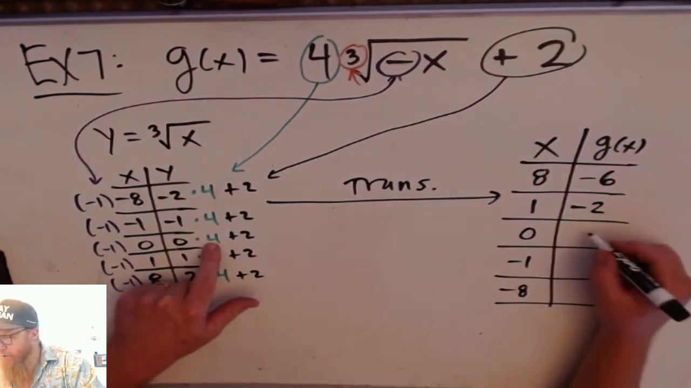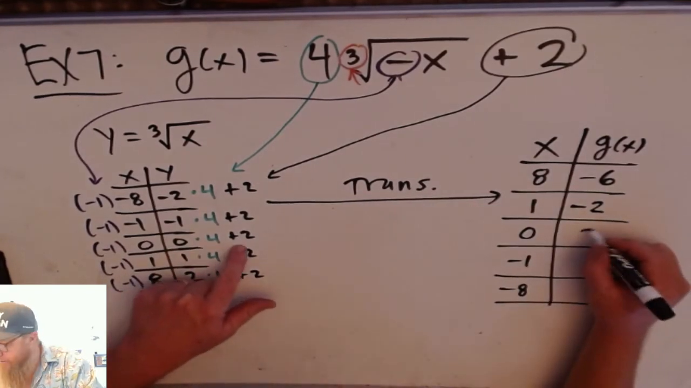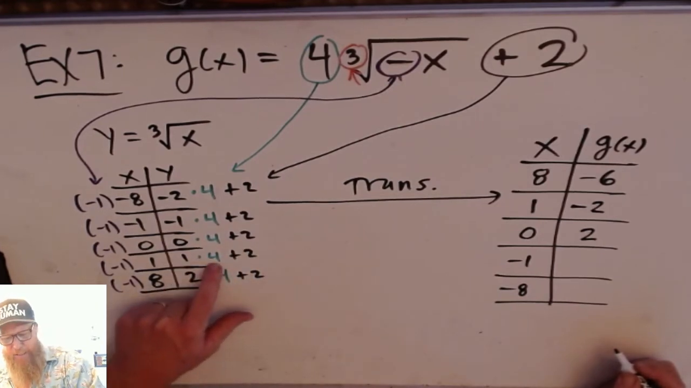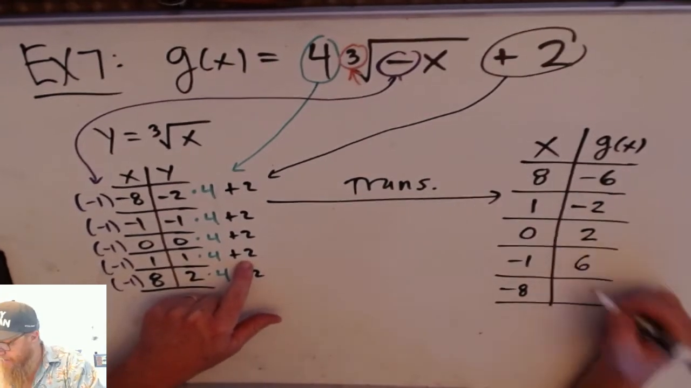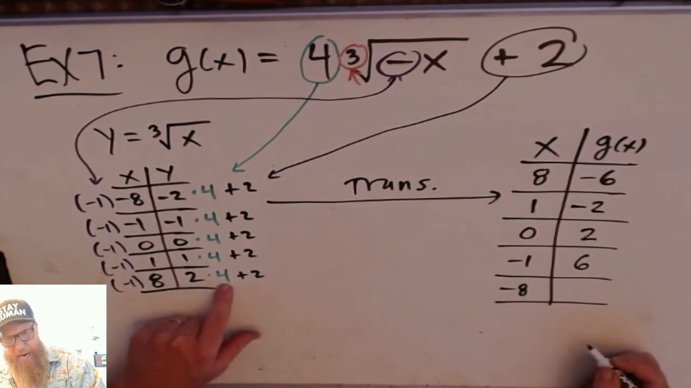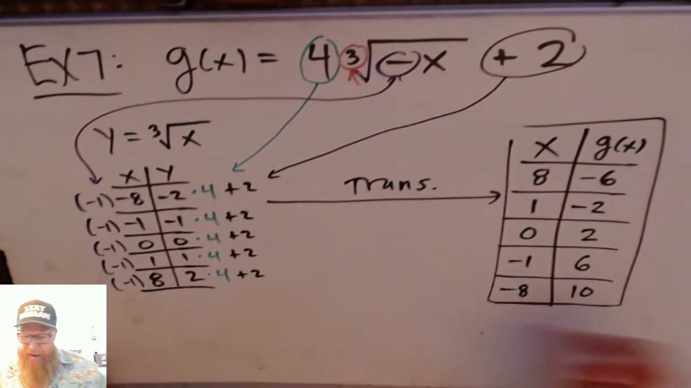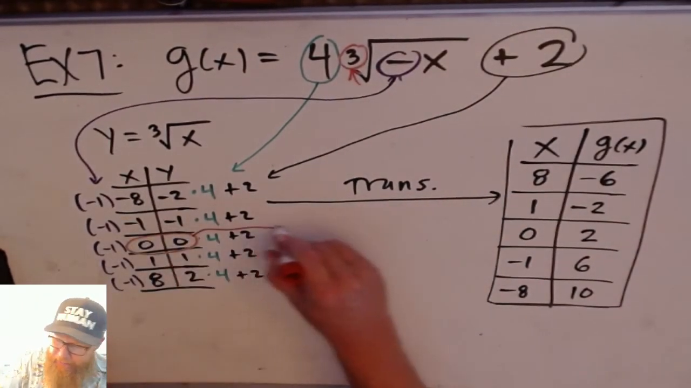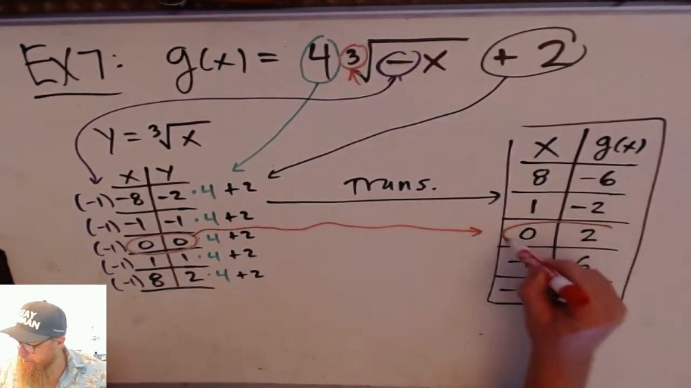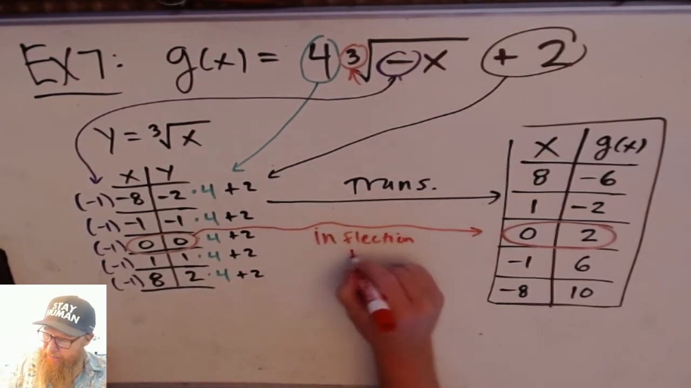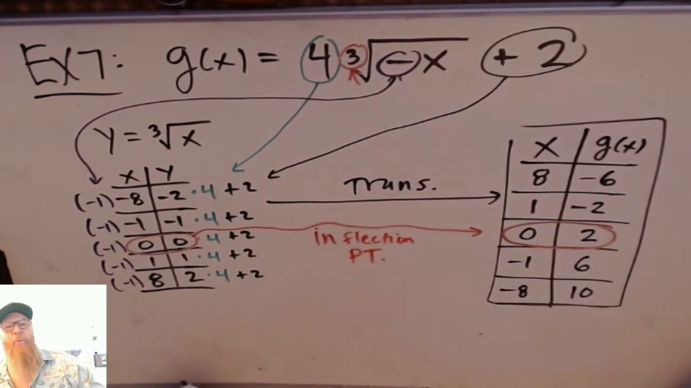0 times 4 is 0. Plus 2 is 2. 1 times 4 is 4. Plus 2 is 6. 2 times 4 is 8. Plus 2 is 10. Keep your eye on the ball. The 0, 0, that's the inflection point. Make sure you plot that point first.